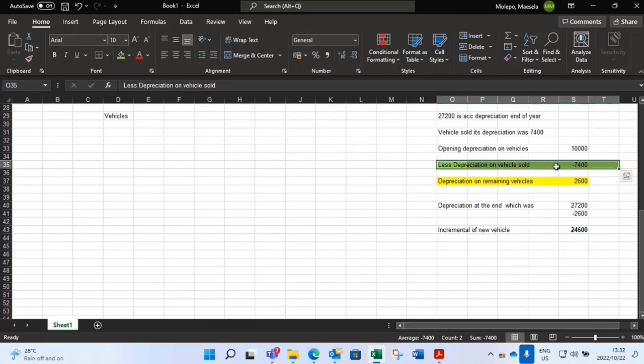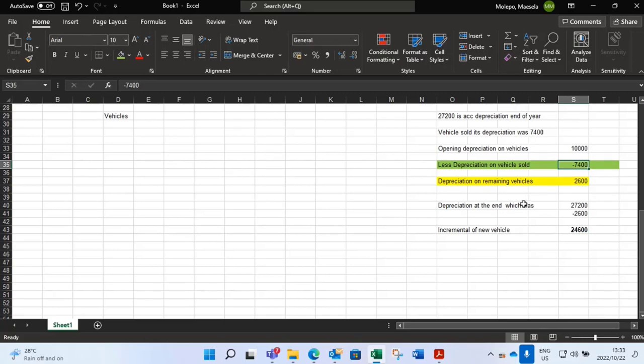Yes. This is the one which was written off, which is the vehicle sold, the 7.4. And then it was traded in for 9,000, and then a new vehicle cost 35,000. And then the opening depreciation, we less the one which was sold, which I agree with that part, will remain with the depreciation on the remaining vehicles.